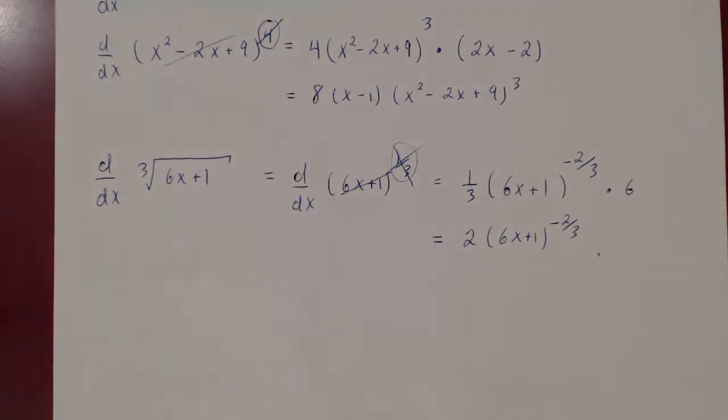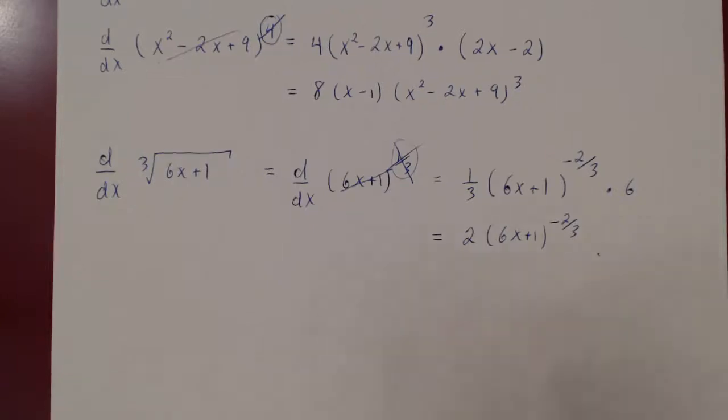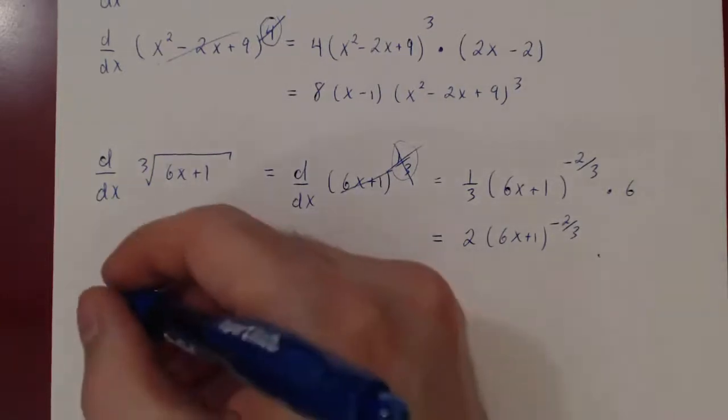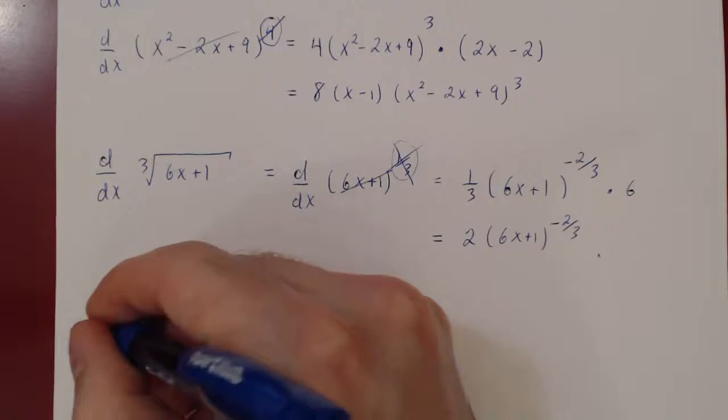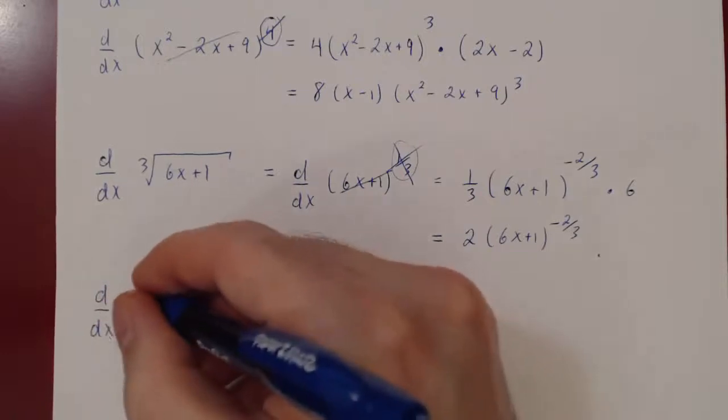Now, the question is, what if we have not just a single composition, but two compositions? Then how does it work? And the answer is exactly the same. You peel off one function at a time, always working from the outside function towards the inside function. Let's look at this example. The derivative with respect to x.